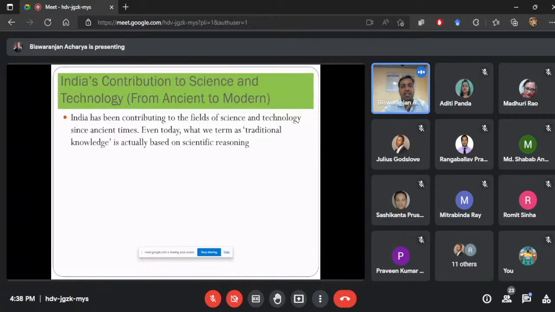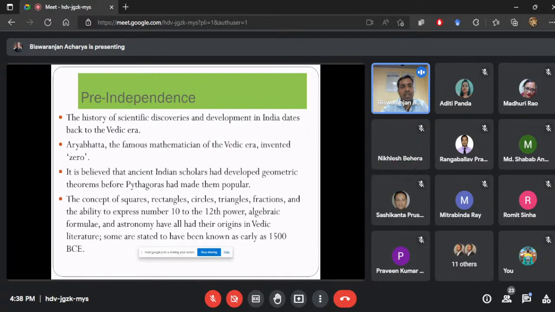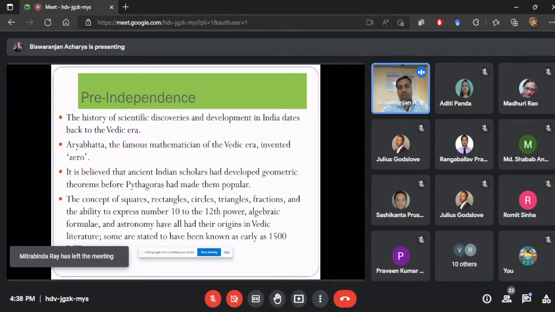Pre-independence, in the history of scientific discovery or development, India dates back to the Vedic era. Aryabhatta, the famous mathematician of the Vedic era, invented zero. It is believed that ancient Indian scholars developed geometric theorems before Pythagoras made them popular. Square, rectangle, circle, triangle, fraction, all are inventions by Indians also.